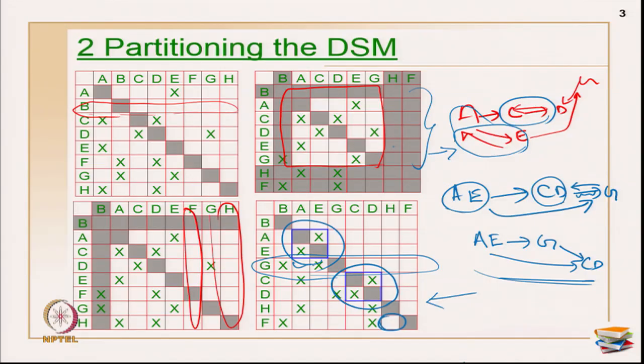Once you are done with the partitioning process, you should know the sequence within the block. Should I do A first and then E, or E first and then A, or C first and then D, or D first and then C? For that you may have to do the tearing process. So, the next operation in DSM is called the tearing process. Again I have taken a DSM, as a different example. You can use all these examples for practice also.